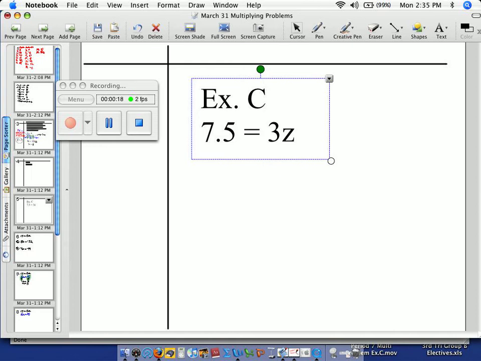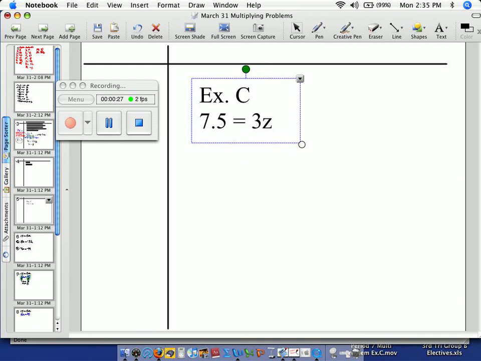Okay, let me call on Gary really fast. What do you see that's different here? There's a decimal and you're multiplying into. Winner, winner, chicken dinner. There's one thing I need to ask you. Gary, from example A and B, where was our variable usually on? On the left side. Okay.